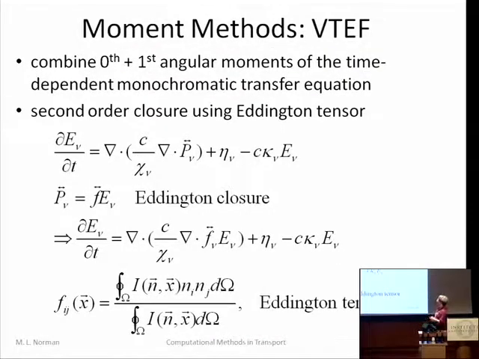The other method for cosmological radiative transfer is moment methods, and this I know has been introduced twice, once by Volker and once by Jim Stone. And basically, you combine the 0th and 1st moments of the radiation field and their governing equations, and you get this anisotropic diffusion-looking thing for E sub nu, the energy density of the radiation, where the anisotropy is encoded in this Eddington tensor.